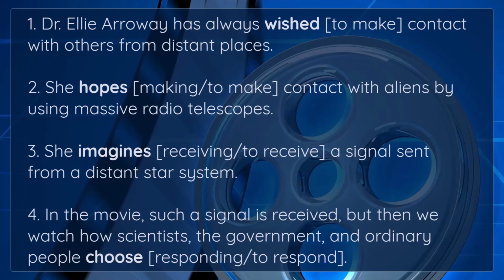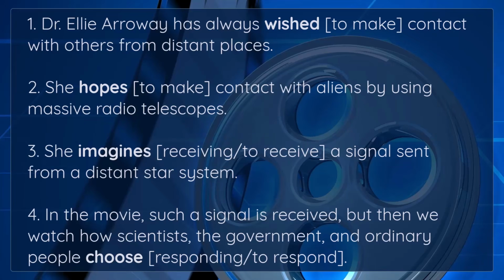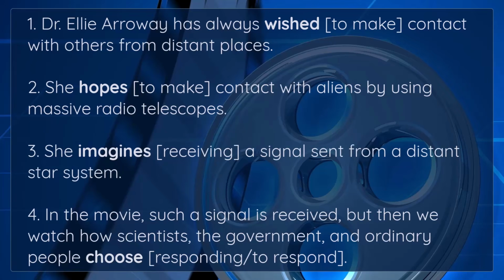One. Dr. Ellie Arroway has always wished to make contact with others from distant places. 2. She hopes to make contact with aliens by using massive radio telescopes. 3. She imagines receiving a signal sent from a distant star system. 4. In the movie, such a signal is received, but then we watch how scientists, the government, and ordinary people choose to respond.